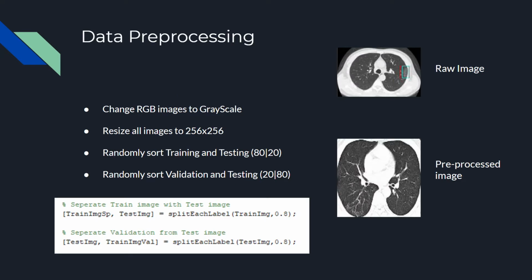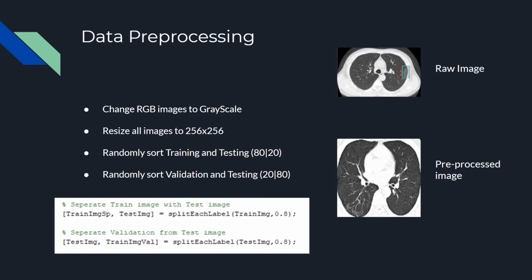In the data pre-processing stage, we made sure that all the RGB images were converted to grayscale, since an RGB image will cause an error when run by the code. Also, we have resized all the CT scan images to 256 by 256, as it is required by CNN and HOG to have the same input image size.